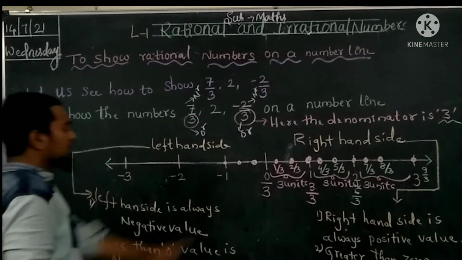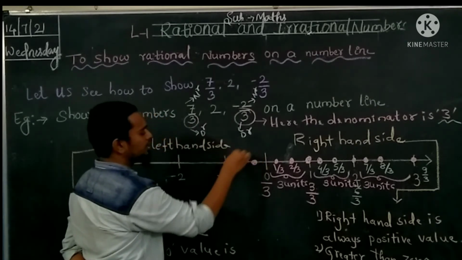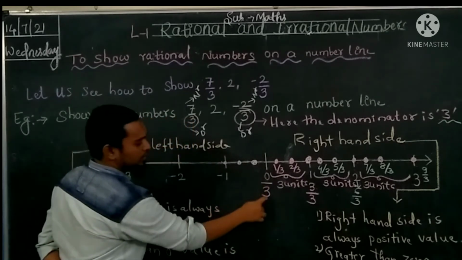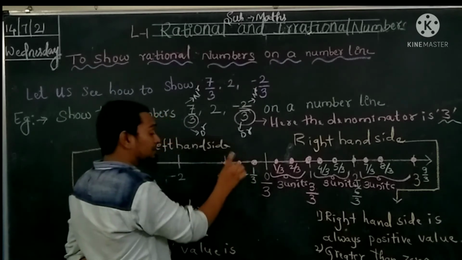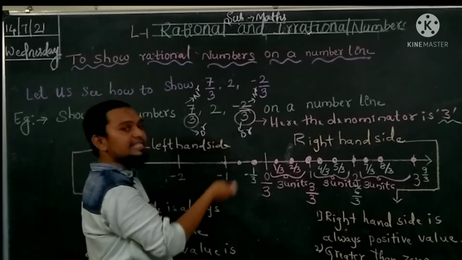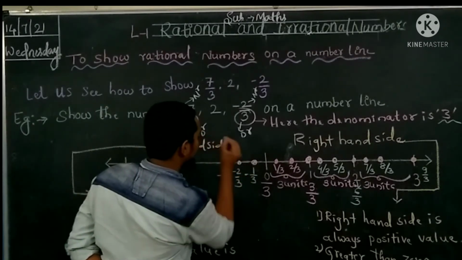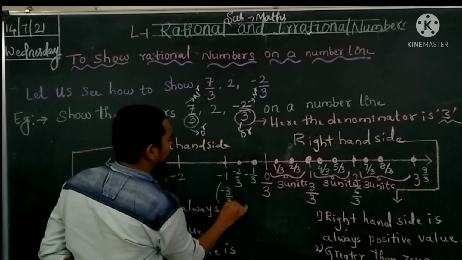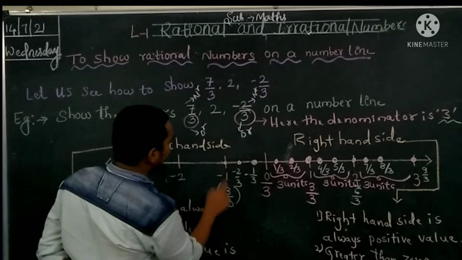Next, in the left hand side also, this is 1 unit, this is 2 unit, and this is 3 unit. Now we are taking 0 upon 3, 1 upon 3, minus 1 upon 3. Why are we taking minus 1 upon 3? Because it is in the left hand side. Left hand side is always negative value. Here also minus 2 upon 3. Therefore, here minus 3 upon 3 is minus 1. The 3s get cancelled. Minus 1 as it is.